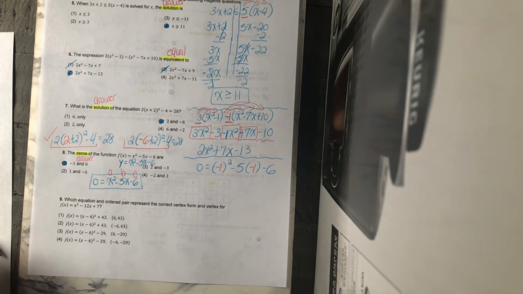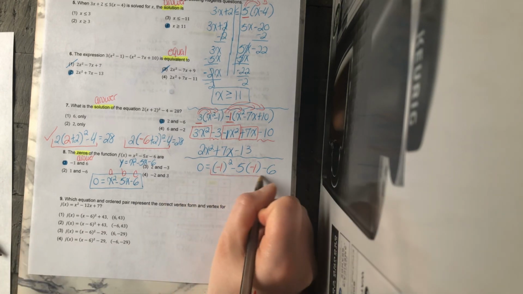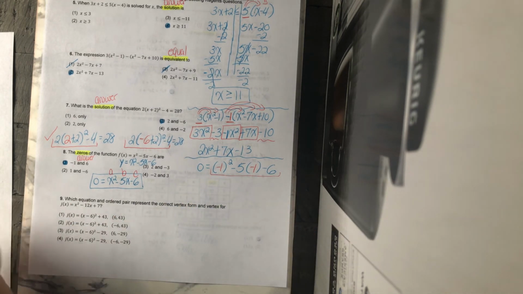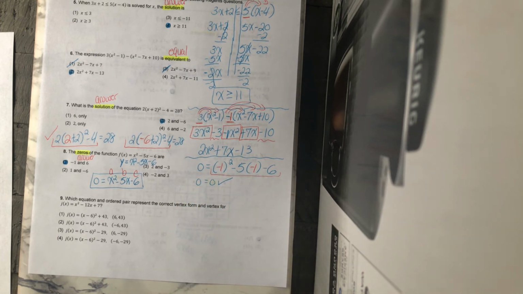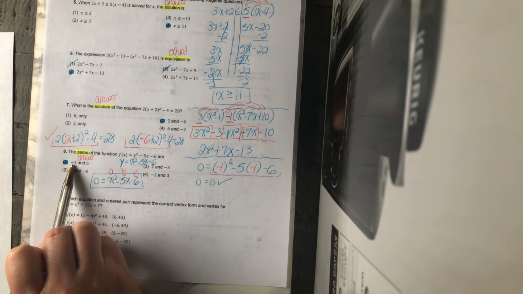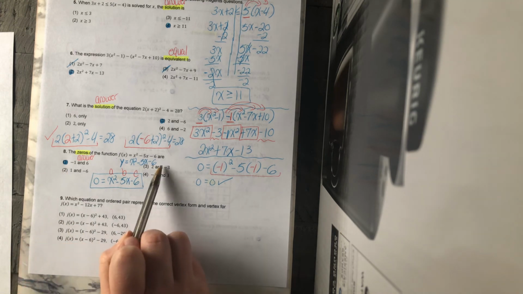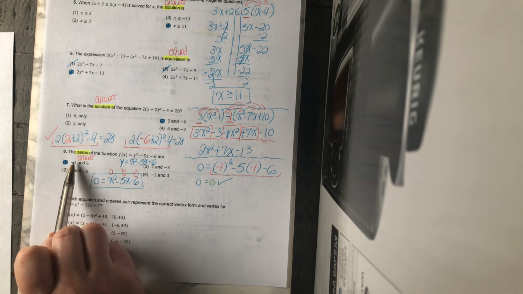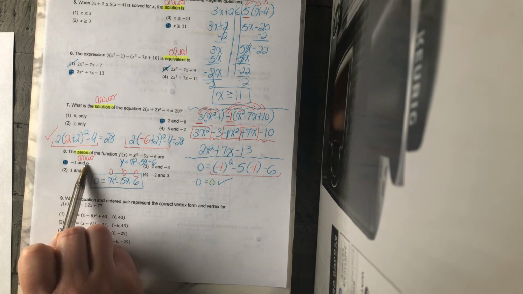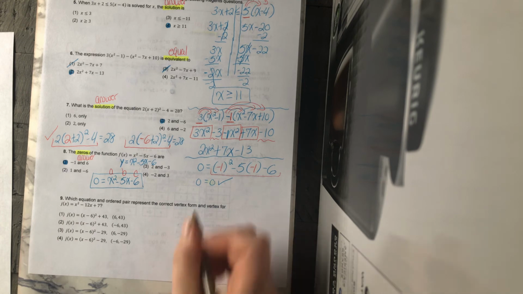All right. If I type this whole thing into my calculator at one time, I should be getting the number 0. And since that works, I know that negative 1 is a solution. And it just so happens that negative 1 is only located in choice 1. So if negative 1 works, 6 better work, or something's going wrong. So I'm just going to do it again.